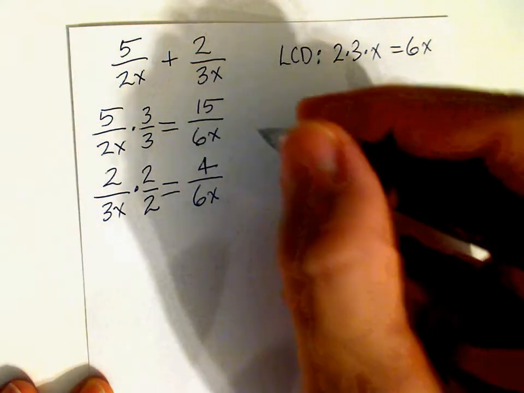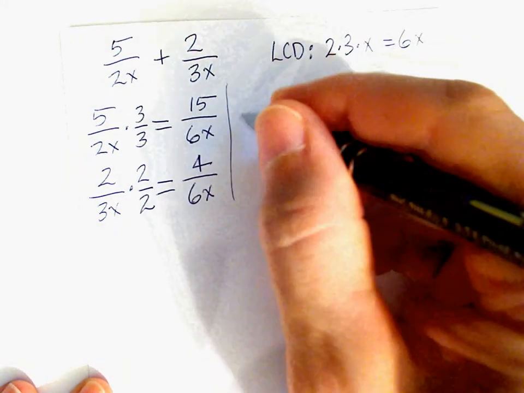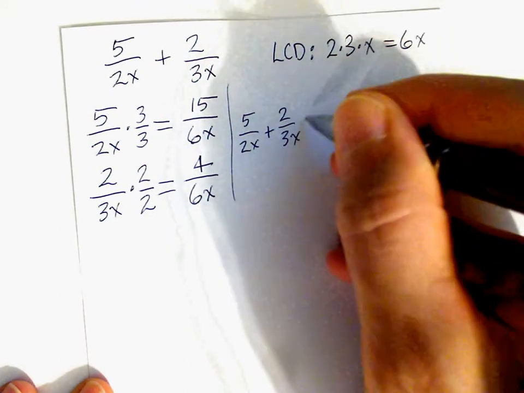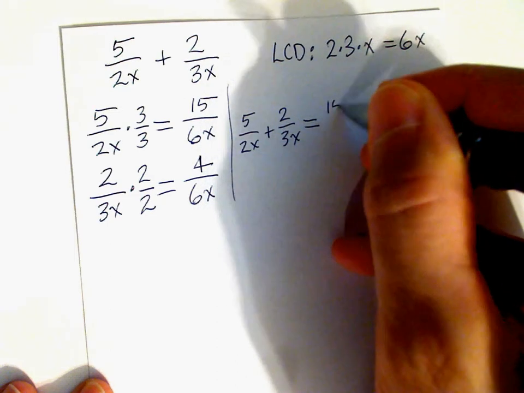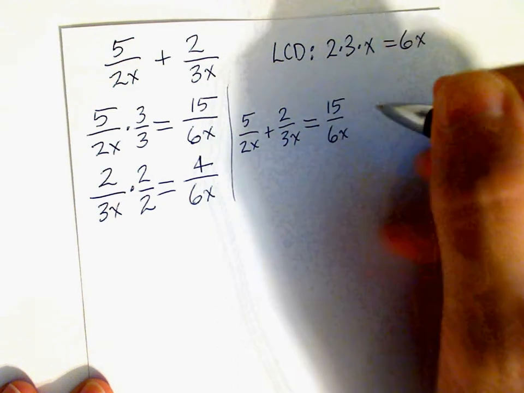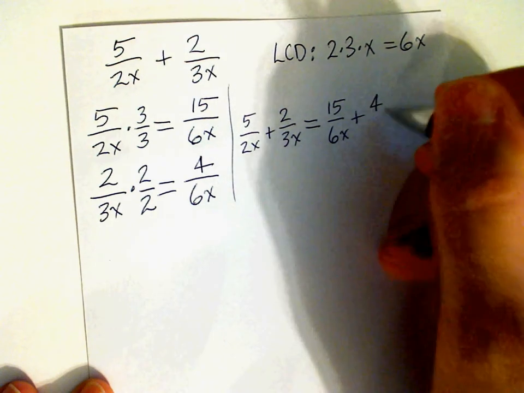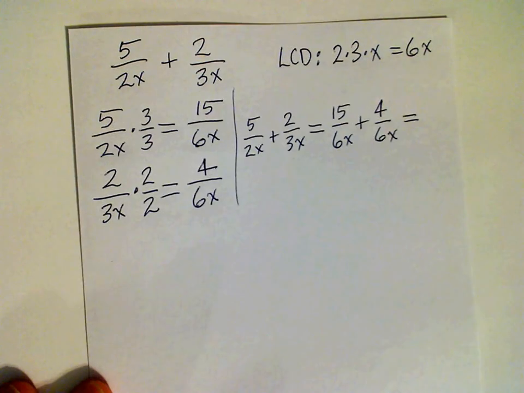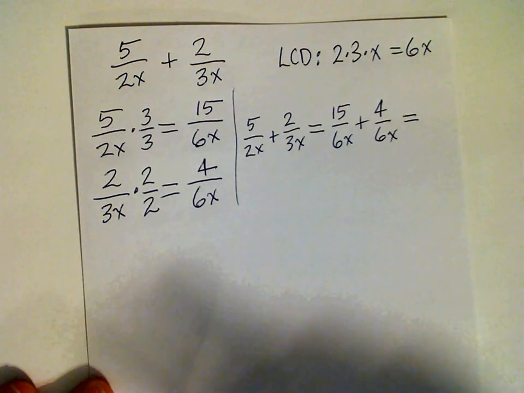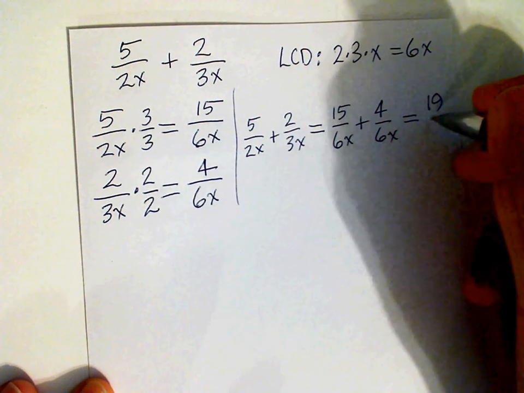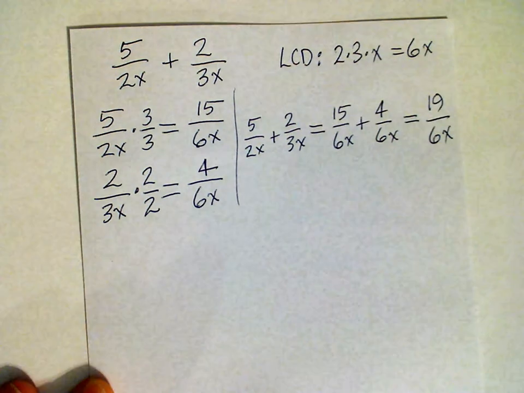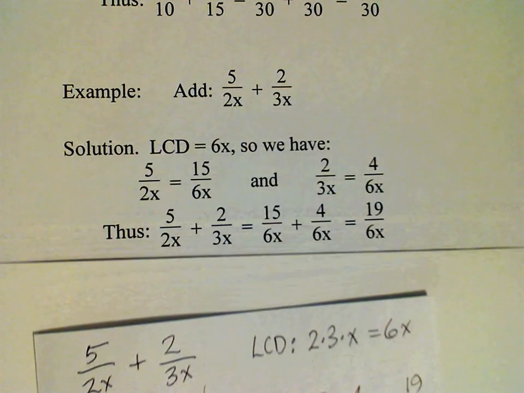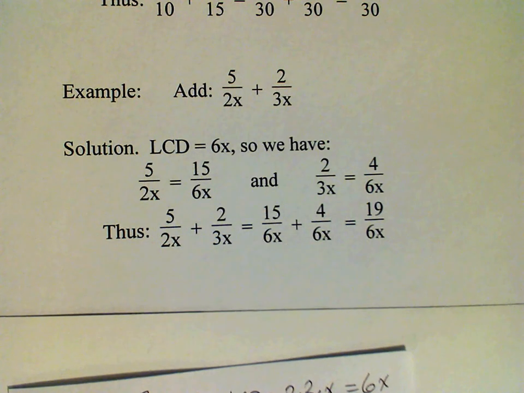So now our original problem, 5 over 2x plus 2 over 3x, is equivalent to 15 over 6x plus 4 over 6x. Now we do have fractions with a common denominator, so all we have to do is add the numerators, and we get our answer, 19 over 6x. And again, I have sketched out the solution here in the notes.